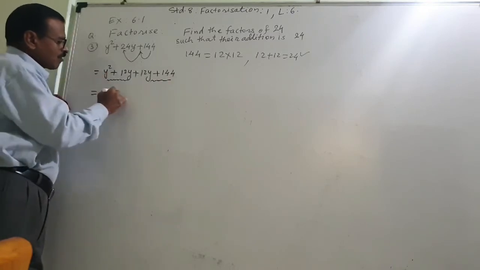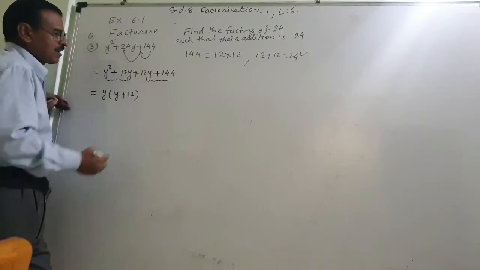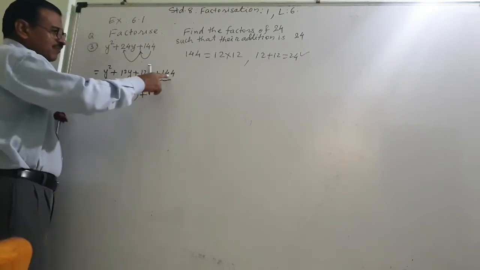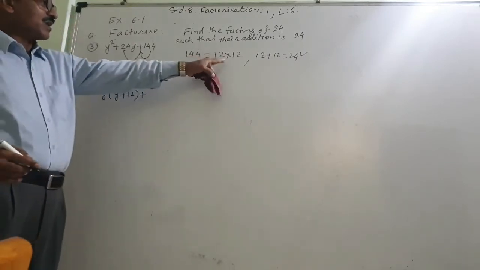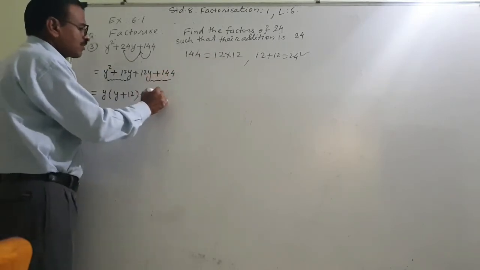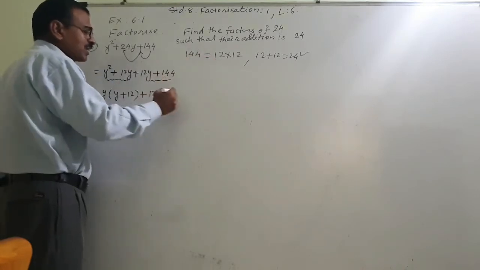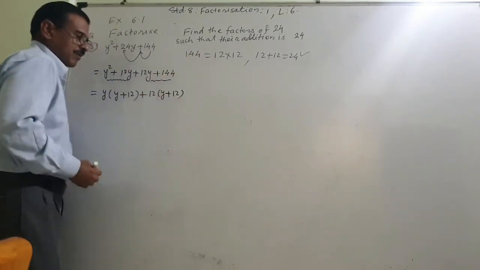So here one y will remain, plus y is taken, 12 will remain, plus this 144 is nothing but 12 into 12. So here 12 into 12. So 12 is common: y plus, this was 12 into 12, so 12 is taken, only 12 will remain.